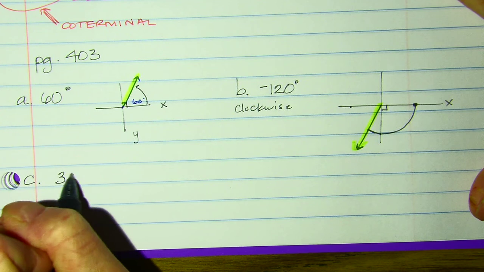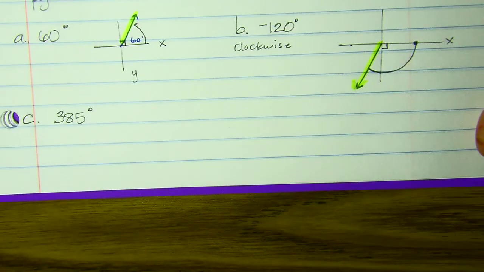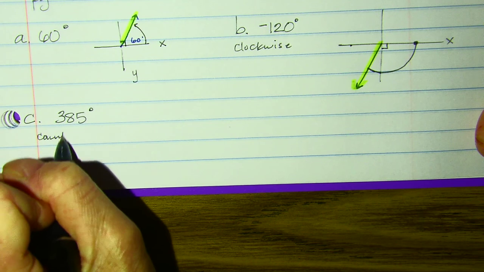Let's try now part C. They'd like us to draw 385 degrees. Now when I see that, I notice that one, it's positive, so I'm going counterclockwise.